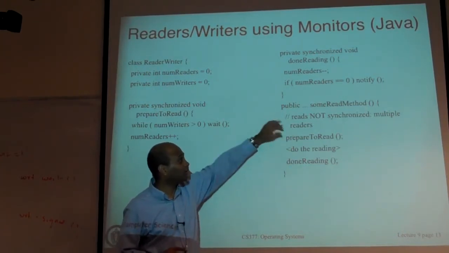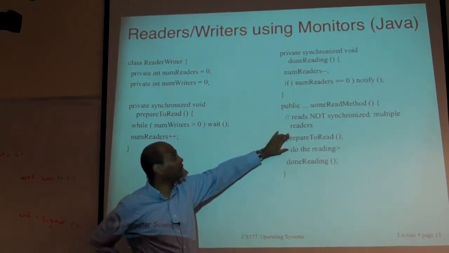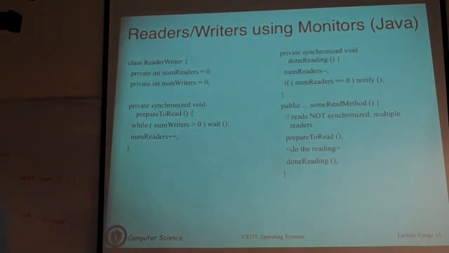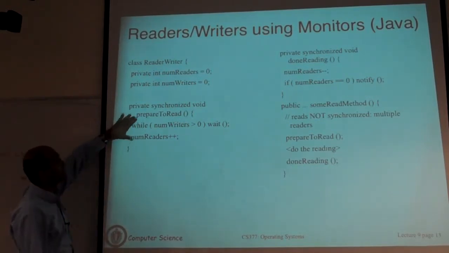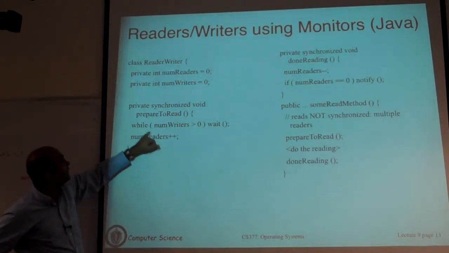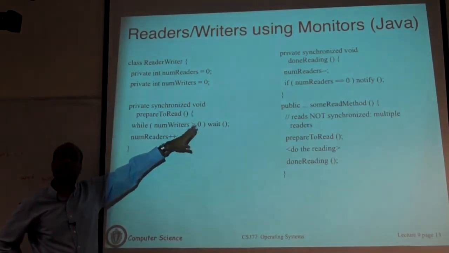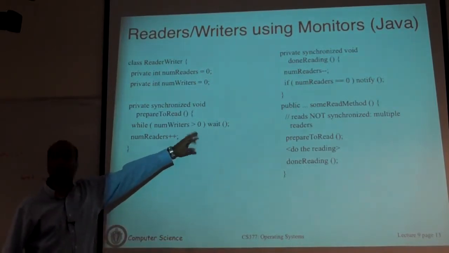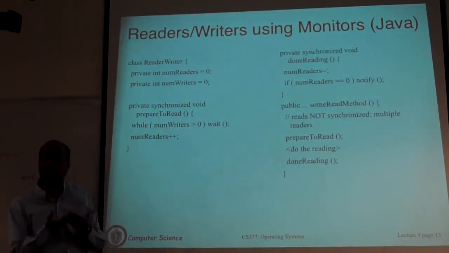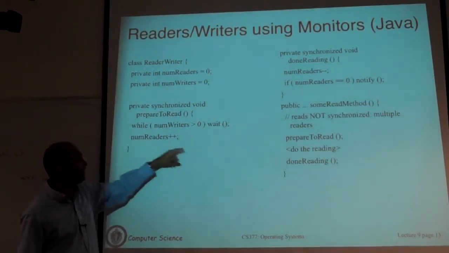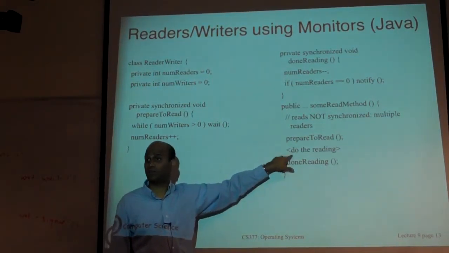So all we do is call this function prepare to read, which is right here. You do the reading, then you call the function done reading. Here is prepare to read. Prepare to read is synchronized, but all you're doing is saying if there is a writer in the system, wait. If some writer is already writing, you can't proceed, so you call condition variable wait and you're done. If there's no writer, it's fine for the reader to go in, so you increment the number of readers and start reading.